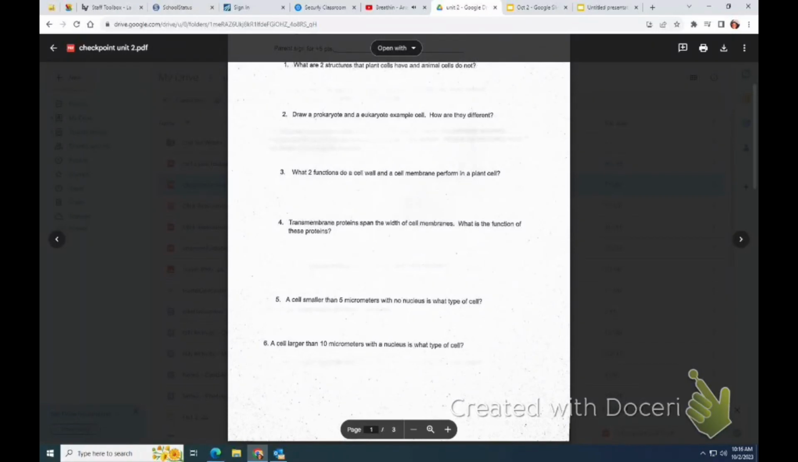Let's look at our review for our interim tomorrow. Number 1, what are 2 structures that plant cells have and animal cells do not? Chloroplast and cell wall. Very good. He said chloroplasts and cell wall very quickly. I heard someone else speak up too. If you feel like you said it, let Miss Neighbors know.